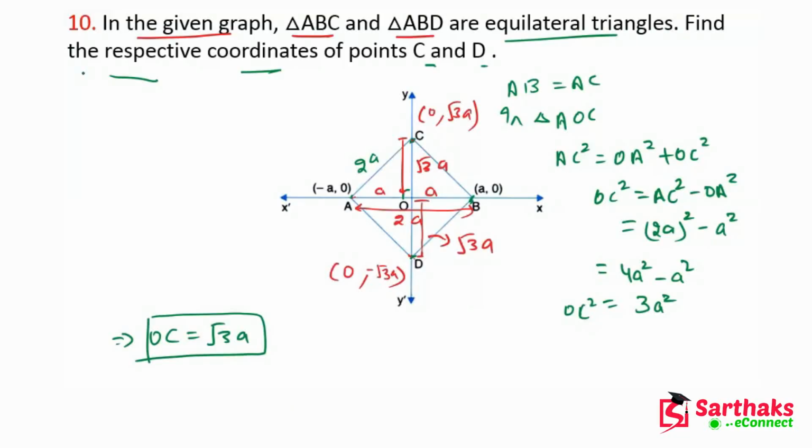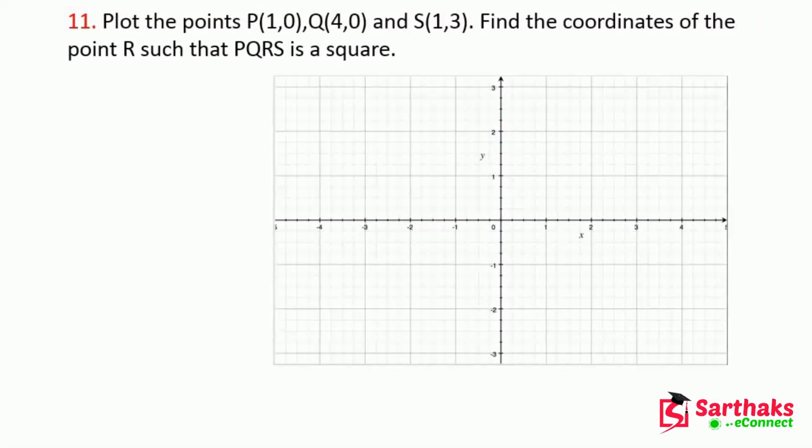So we can write: point C is (0, root 3a) and point D is (0, minus root 3a). I hope you understand these things. This is our answer. Now let's move on to the next question.